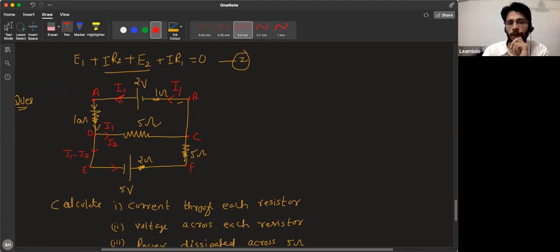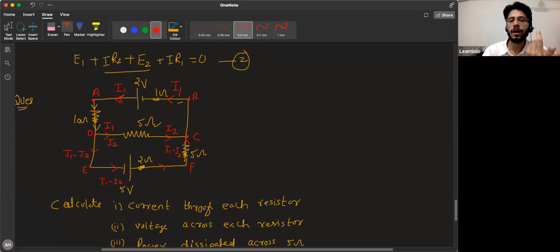This current will pass through this cell, it will come here. This I2 is coming from here. See, at point E, there is no branching, so current will not divide. Here, no branching, so current will not divide. Same I1 minus I2 is coming here.